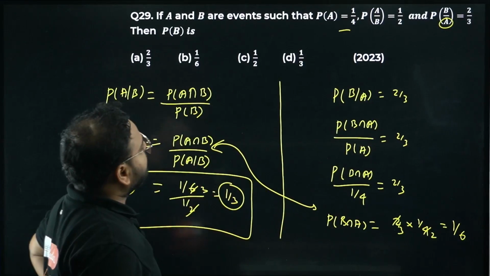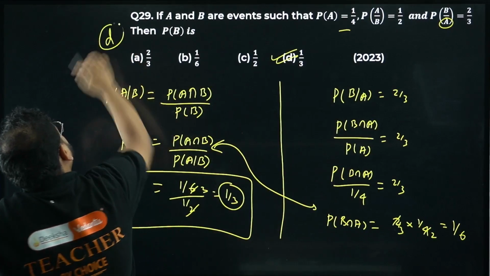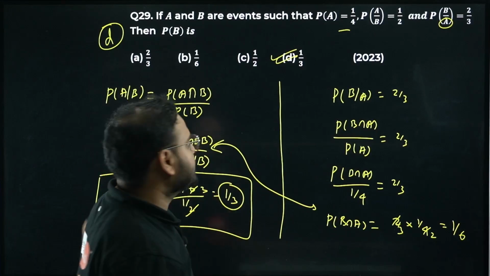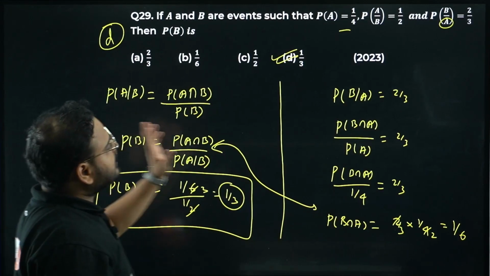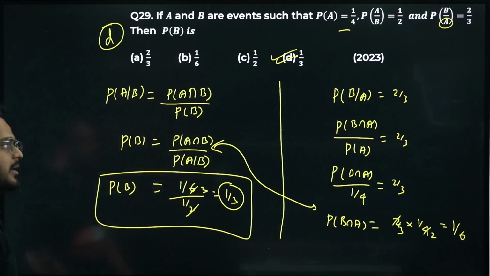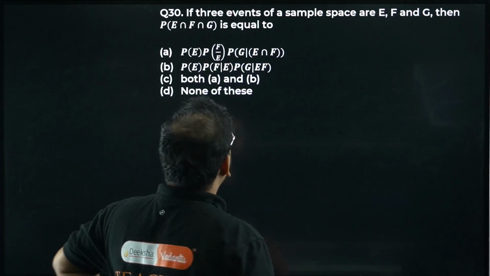1 by 3 is the value for PB. Option D is correct. Please check. Option D is correct. Simple question. Simplest of all. Okay. Just you have to apply the two times conditional probability of PBA and PAB. Okay. Done.